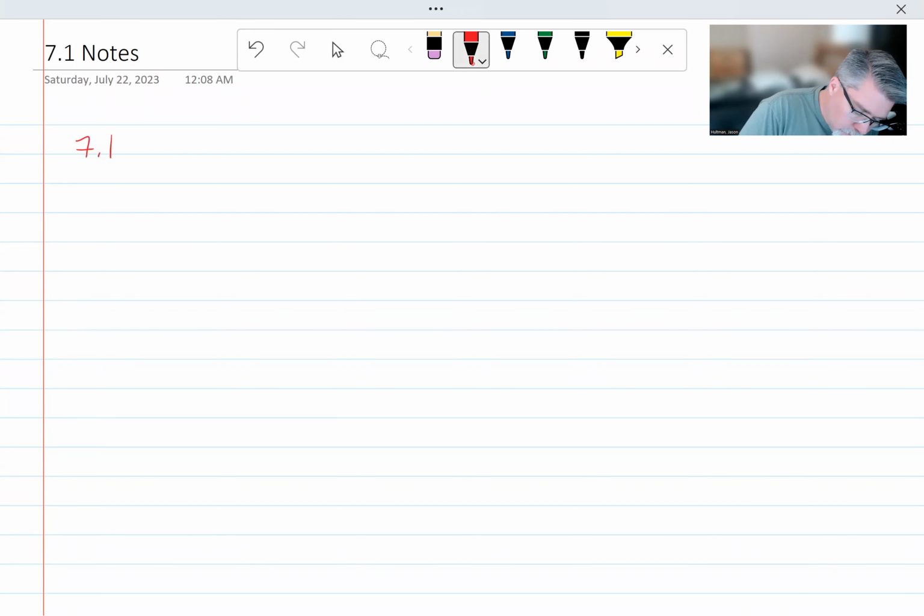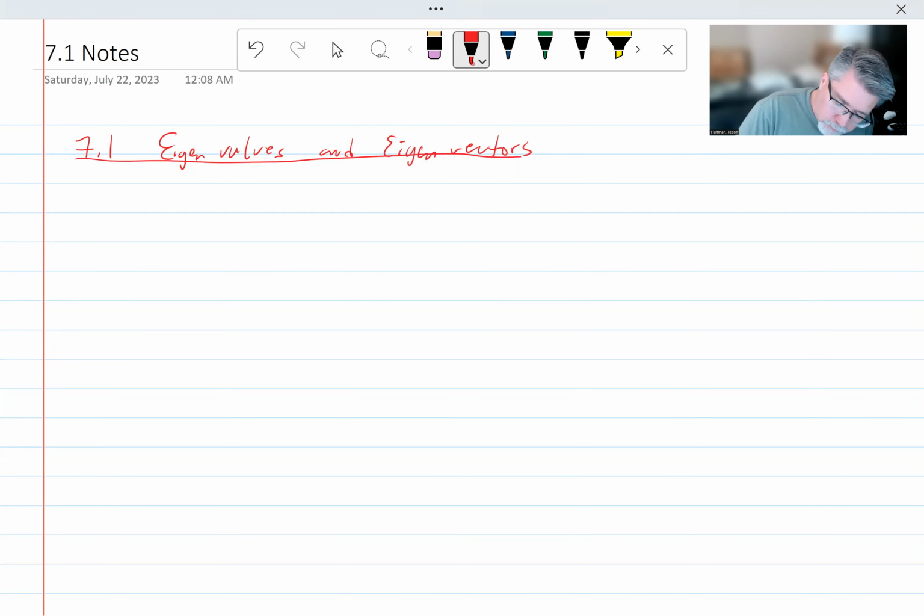Seven point one. The eigenvalues and eigenvectors. The definition.